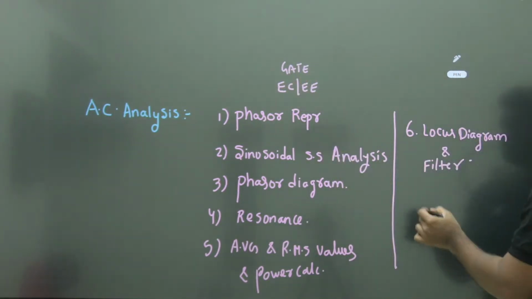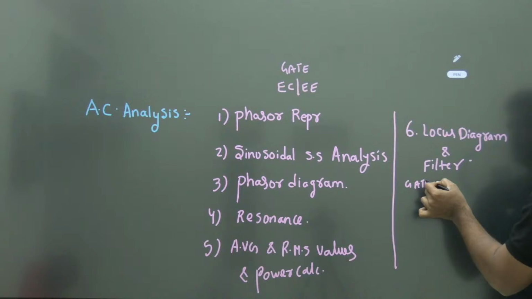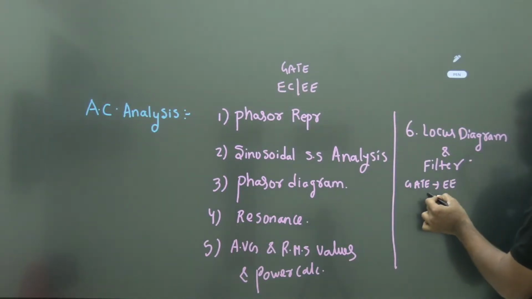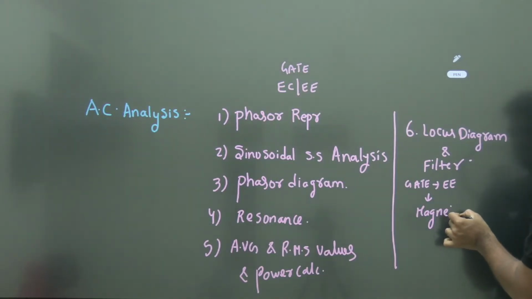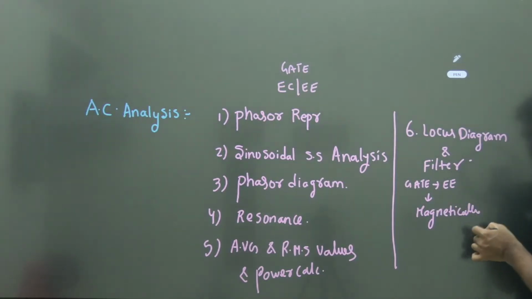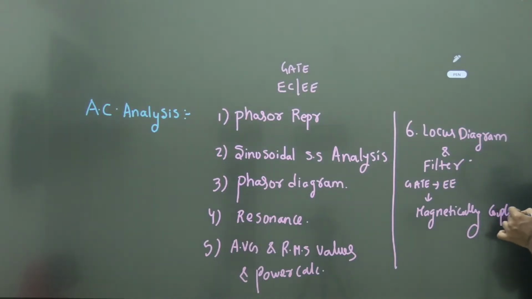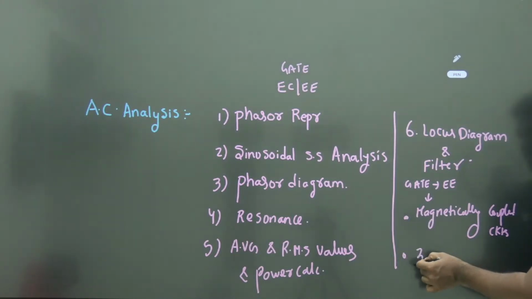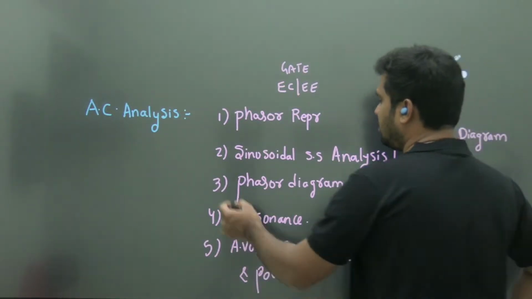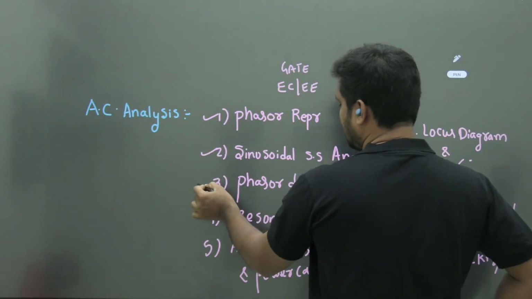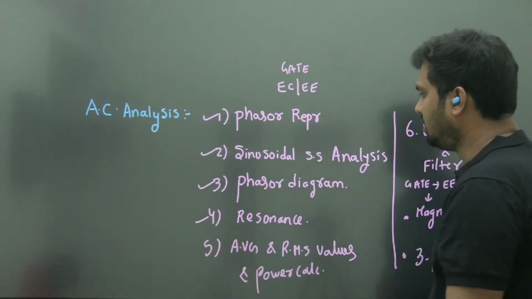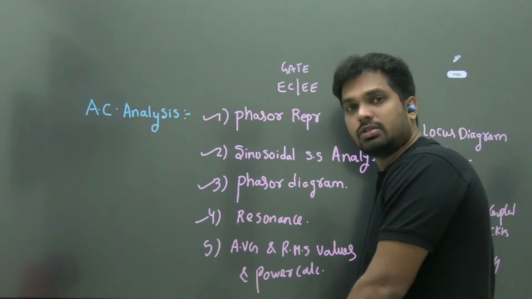So exclusively for GATE electrical, you have magnetically coupled circuits, and also three-phase circuits. So this is your syllabus. Today I'm planning to cover this, and this. Let us see how we can be able to do this. Okay, so let's start.